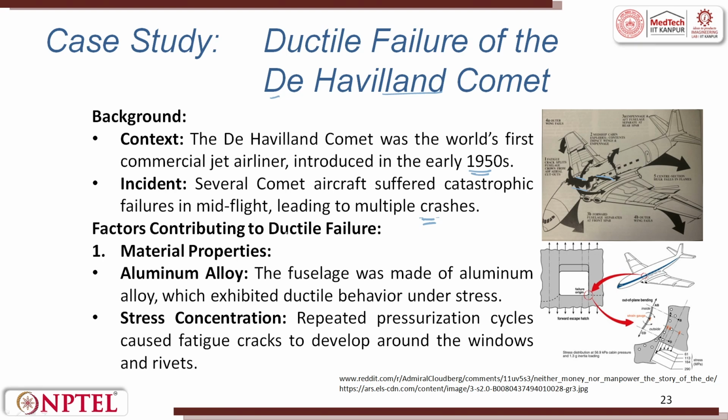So, the factors contributing to the failure. Material property: the fuselage was made out of aluminium alloy, which exhibits ductile behavior under stress. The stress concentration: repeated pressurization cycles caused fatigue cracks to develop around the windows and rivets, which are used for joining. Earlier the windows were square. If you travel now and see, it is always rounded. When you get into the plane, there is a pressure which is applied.